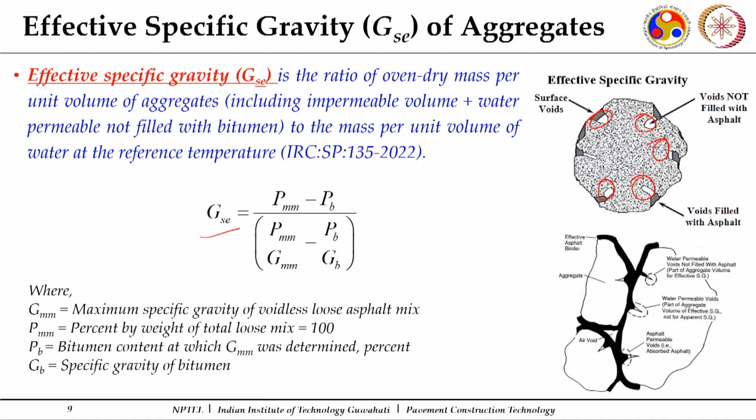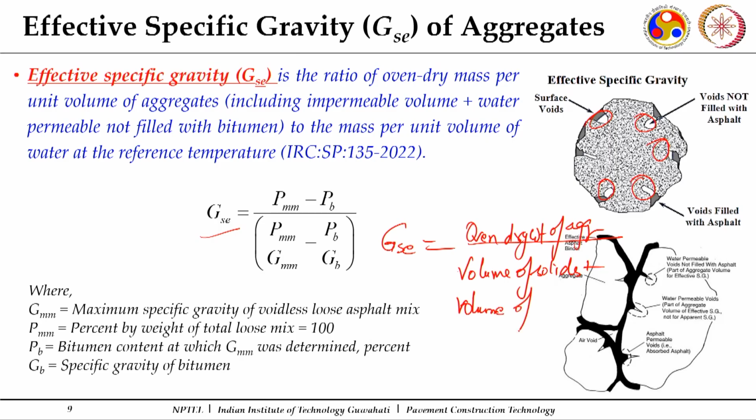So it says this, when we look at this, this is the oven dry weight of your aggregates, and this is the volume of solids plus volume of voids which are impermeable to bitumen. So I'll use this one and I'll use this one.